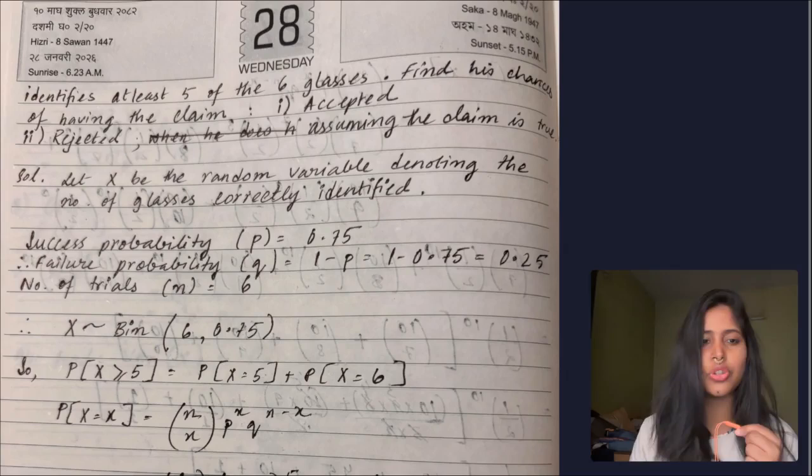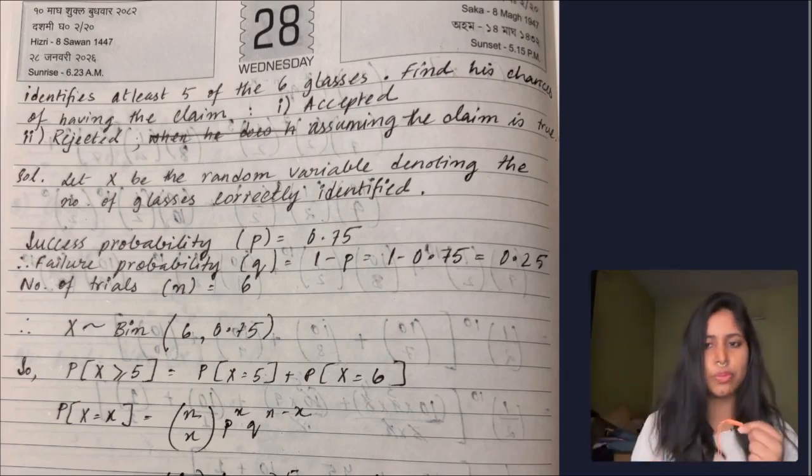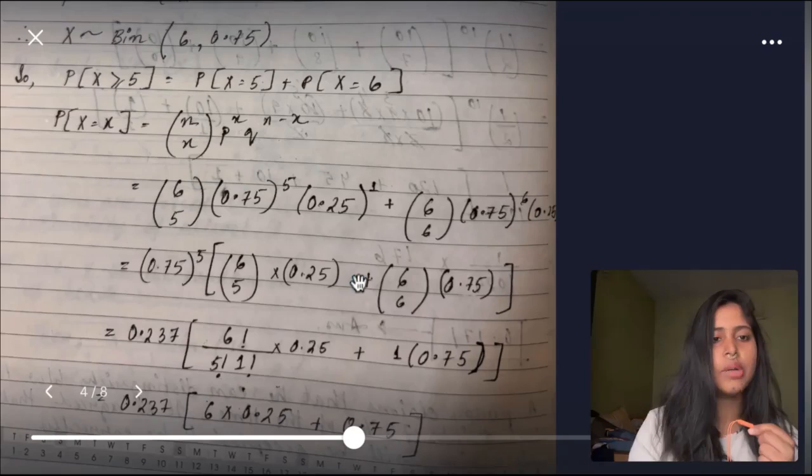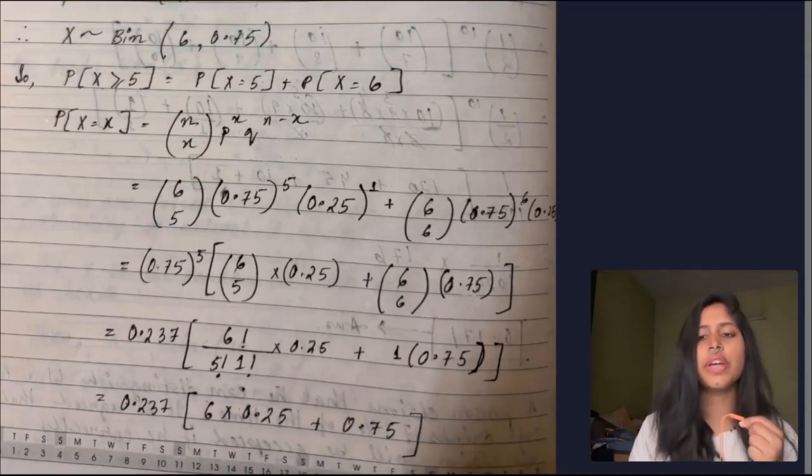Next, you need to plug into the formula of the binomial distribution. We already know the PMF, which is n choose x, p to the power x, q to the power n minus x. For x equals 5, what will be the value? Let me scroll it up. Yes, 6 choose 5 times 0.75 to the power 5 times 0.25 to the power 1.